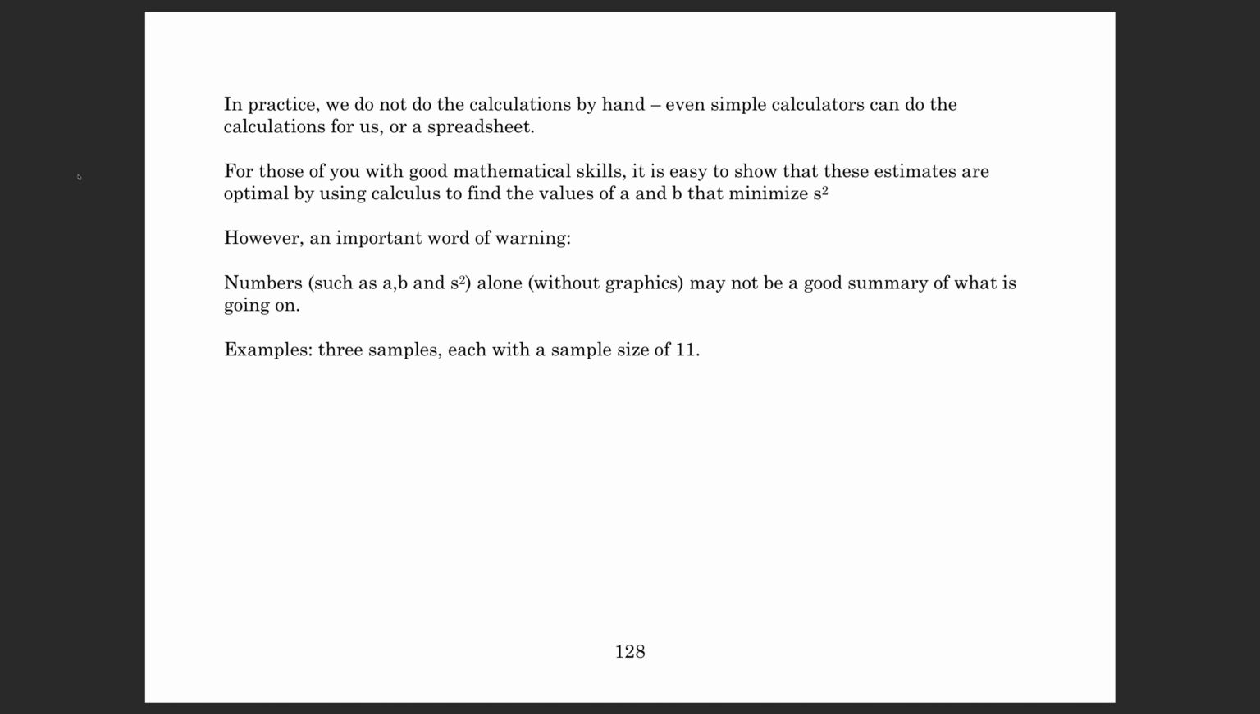Now, you might think if I know little a, little b, and s squared, I should be in good shape. That means I would know the best fitted line if I know little a and little b. S squared tells me how much variability there is left over, which I didn't explain with my line. That seems like it should be a good summary of what's going on. And indeed, that's what most statistics packages or calculations will give you. But I want to indicate to you that without doing any form of graphics, there is a problem that these 3 numbers may not be a good summary of what's going on. So we're going to look now at 3 examples, each of them with a sample size of 11.